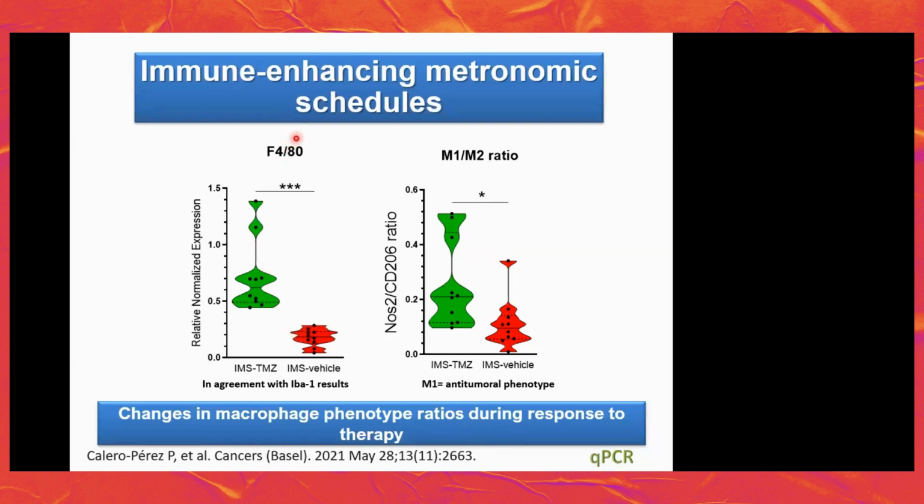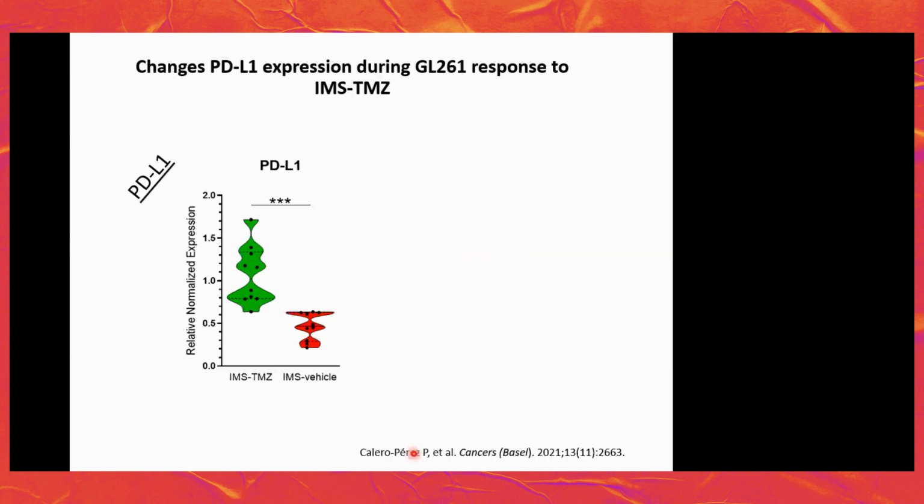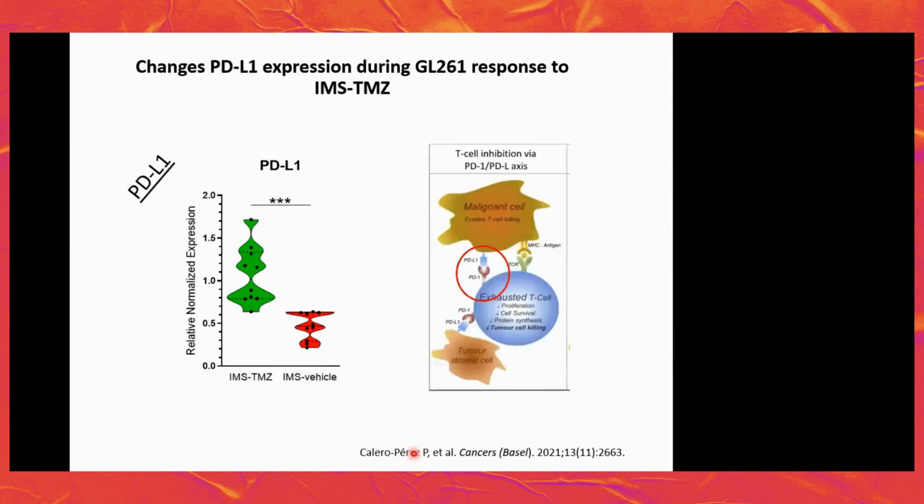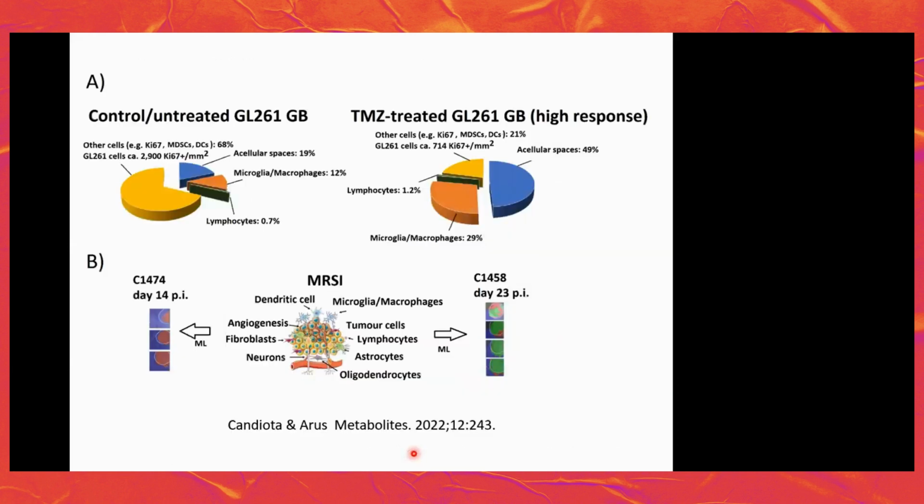RT-PCR, macrophages also increase several fold upon response. M1, M2 polarization ratio does increase. PD-L1 also increases. Everything is changing. And this is related to the energy stage of lymphocytes. And then this summarizes what is happening. Red tumors, green tumors, everything changes.